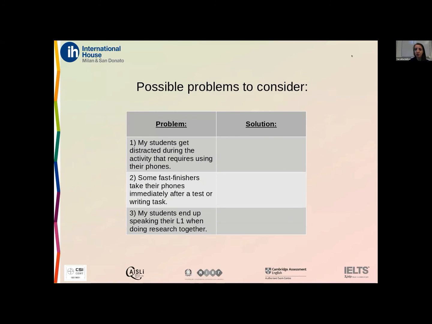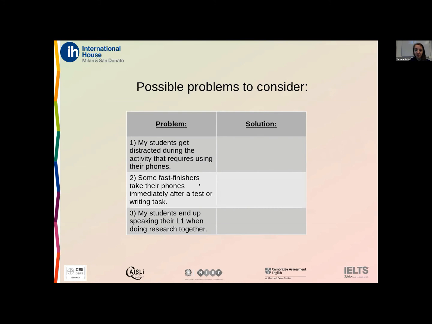Right. Before we move on to your question, guys, let's look at some possible problems that might come up. For example, what happens when your students get distracted during the activity that requires using their phones? For example, they are doing research and then suddenly there is a notification coming up and, well, they start reading it and thus they get distracted.